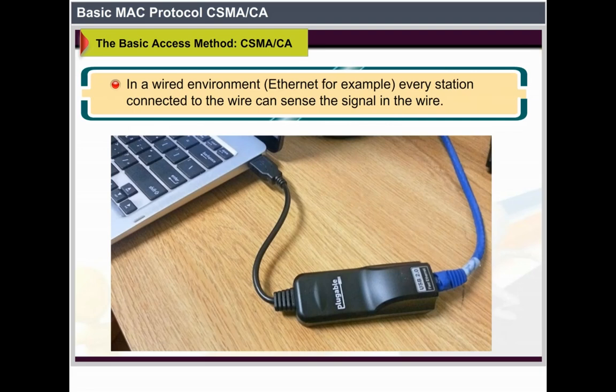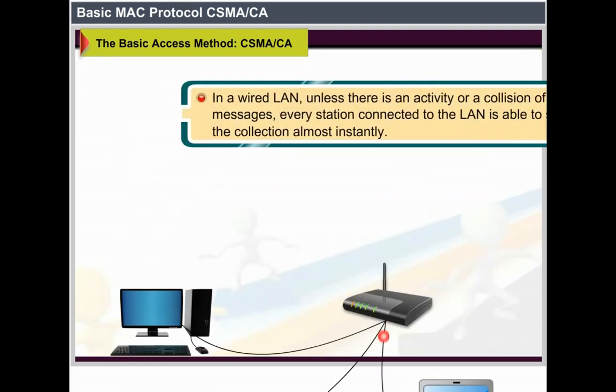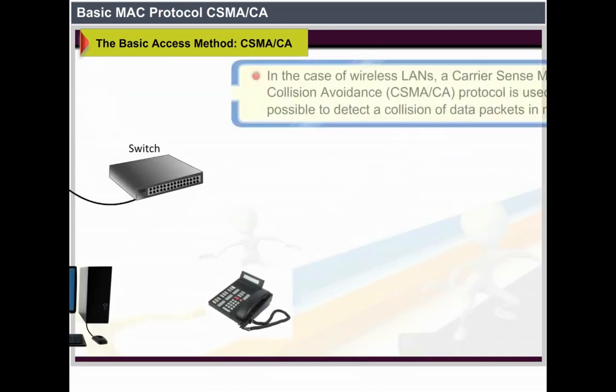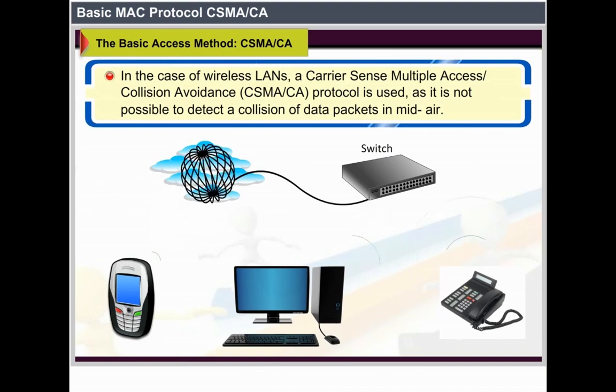In a wired environment, Ethernet for example, every station connected to the wire can sense the signal in the wire. In a wired LAN, if there is no activity or a collision of messages, every station connected to the LAN will be able to sense the condition almost instantly. In the case of wireless LANs, a carrier sense multiple access with collision avoidance, CSMA/CA, protocol is used, as it is not possible to detect a collision of data packets in mid-air.